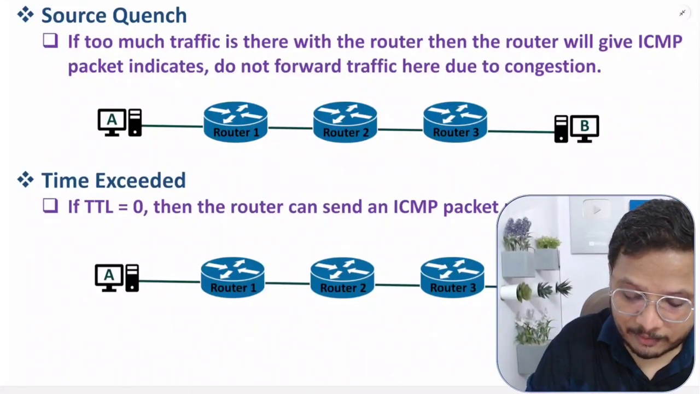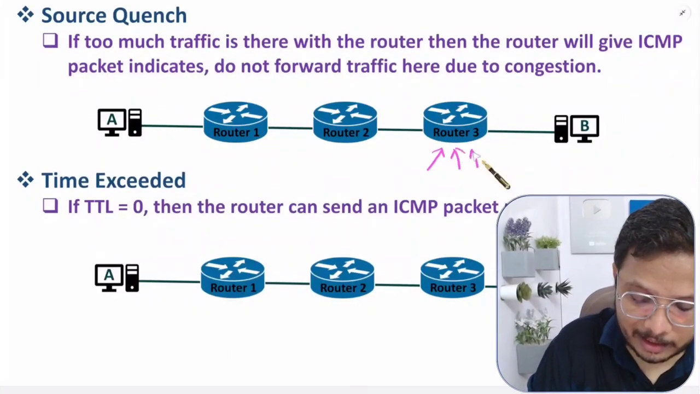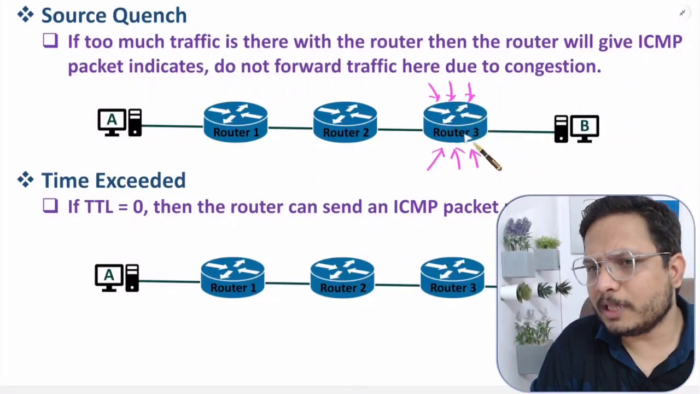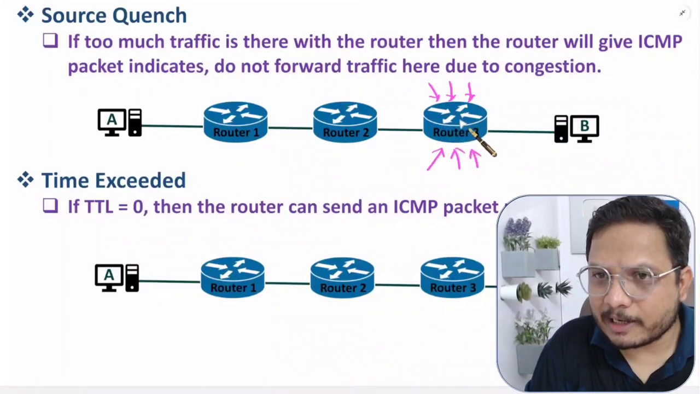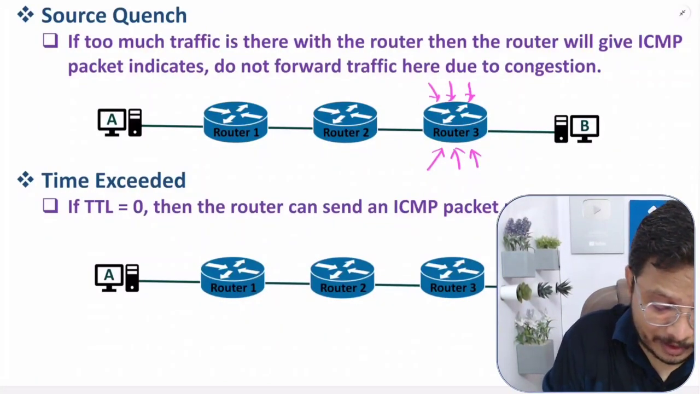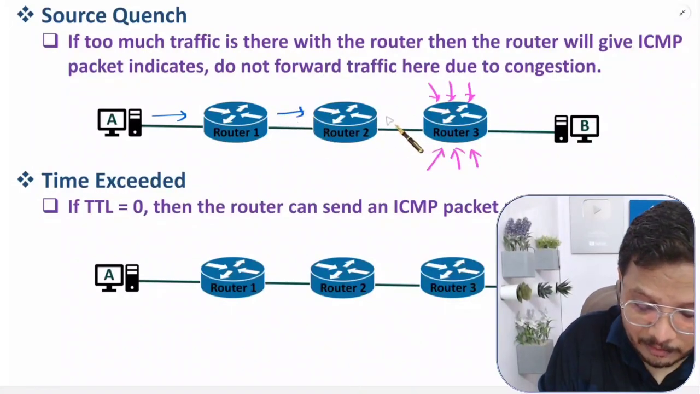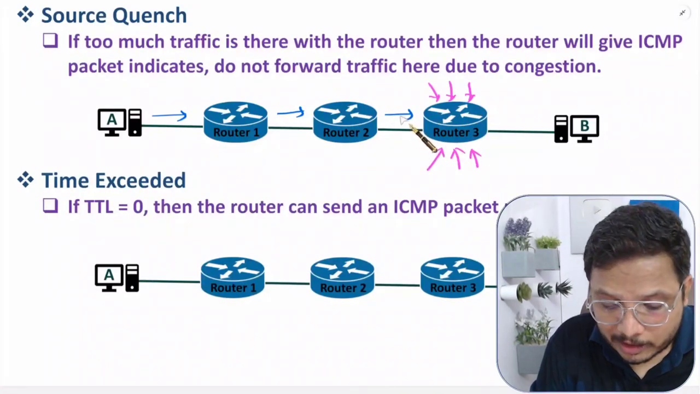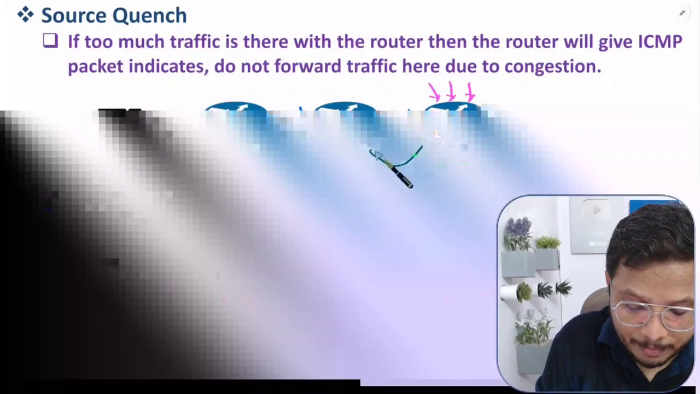For example, say router 3 is so busy. Router 3 may be connected with so many LANs, and that's why router 3 is very busy right now. If host A is forwarding a frame to host B, and the frame comes to router 3, at that time router 3 may not be able to handle this frame. So router 3 will do what? Router 3 will give an ICMP packet over here.